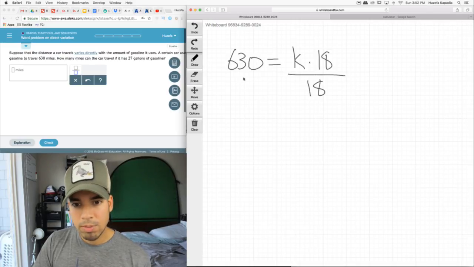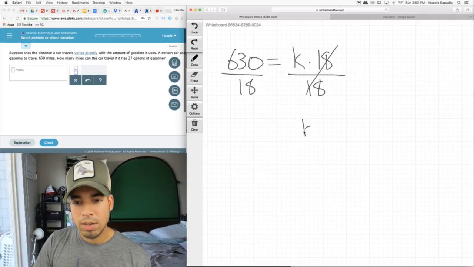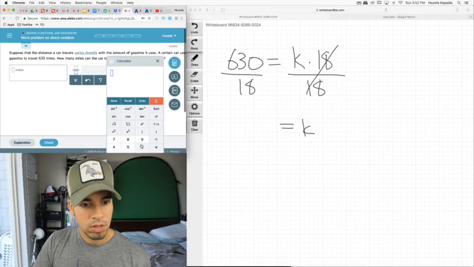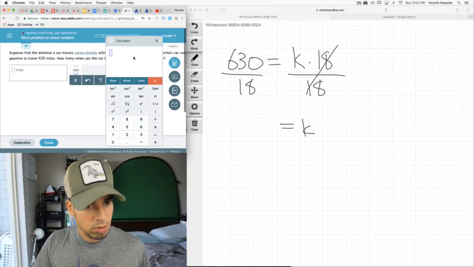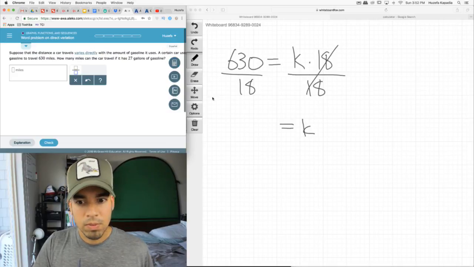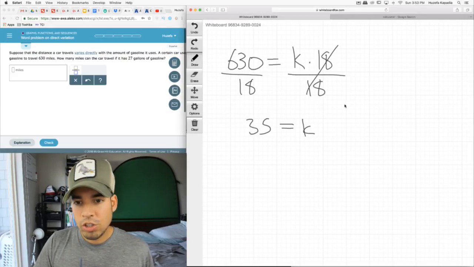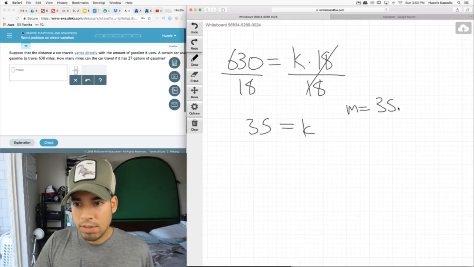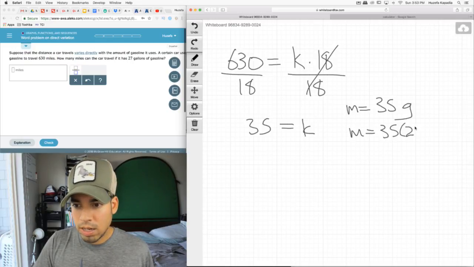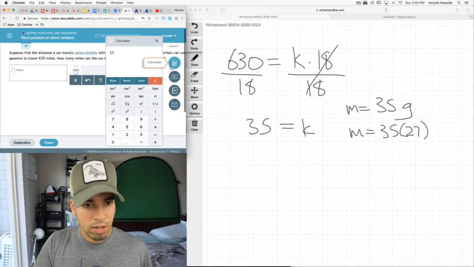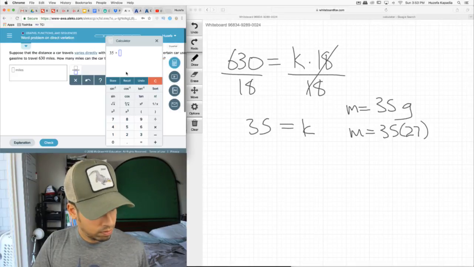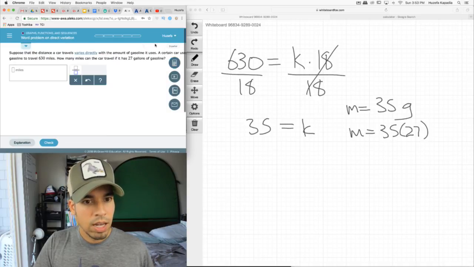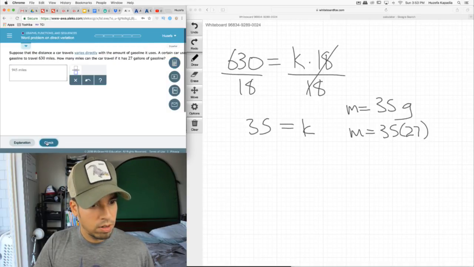To solve for k, we divide both sides by 18, and we get k equals 35. So now my new equation is miles equals 35 times gallons. So 27 gallons, what's going to be the miles driven? Let's multiply it out. 27 times 35 is 945. And that's it.